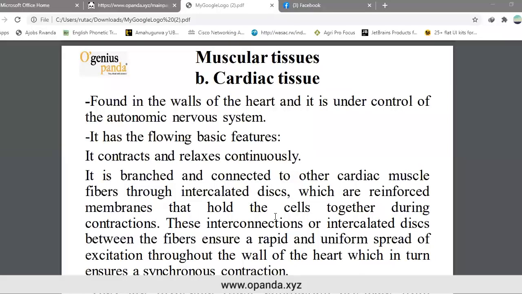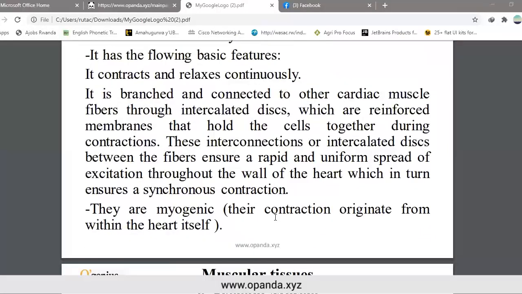cells together during contractions. These interconnections or intercalated discs between the fibers ensure rapid and uniform spread of excitation throughout the wall of the heart, which in turn ensures a synchronous contraction. Synchronous contraction means going in the same manner without opposing one another.